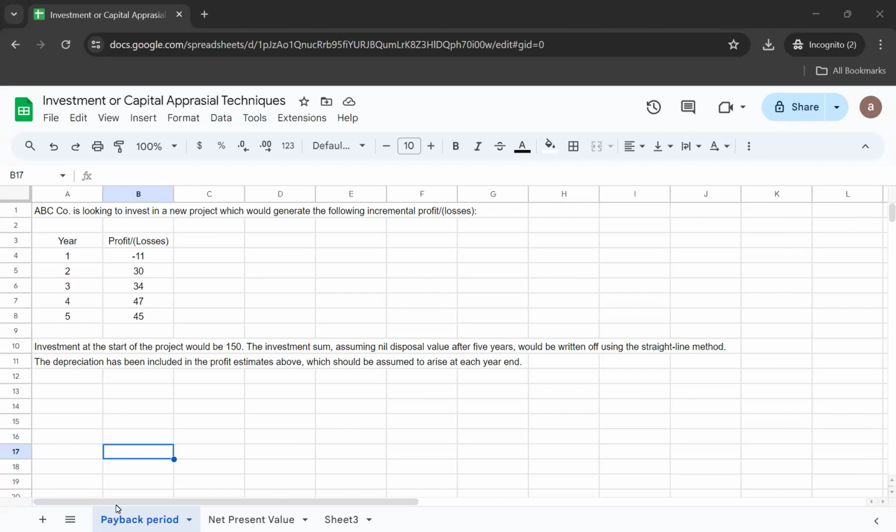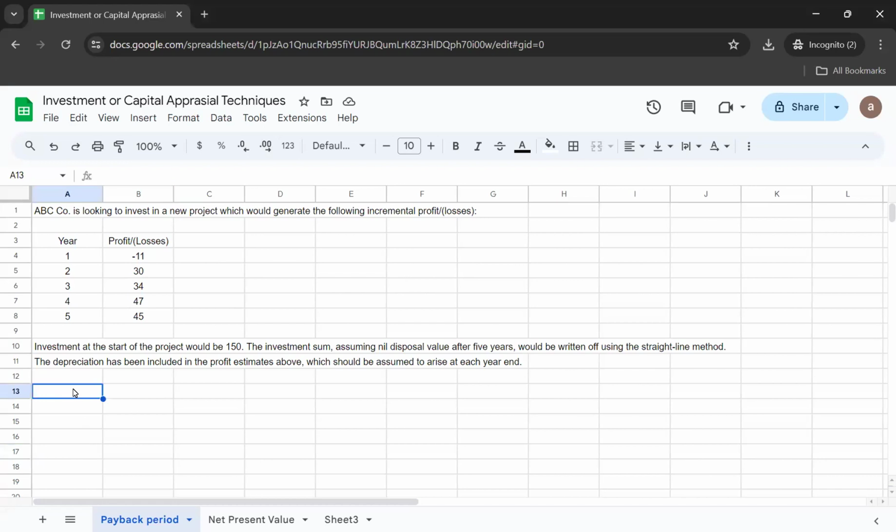This video is going to be about capital appraisal techniques, also called investment appraisal techniques or capital budgeting. In simple terms, if a business or you yourself are investing somewhere, then you need to look at the rate of return. So you're trying to understand the rate of return using different techniques.